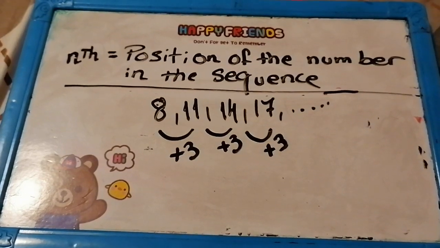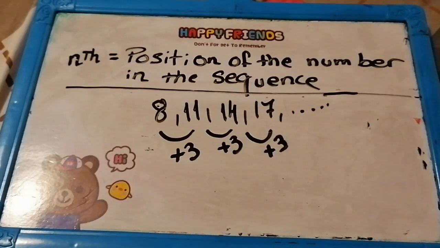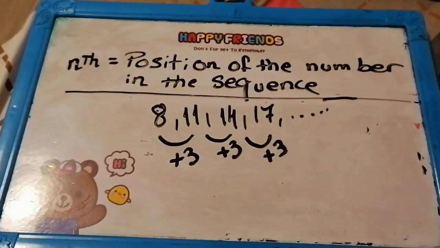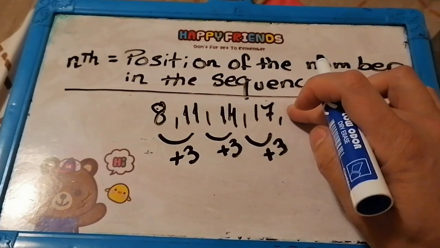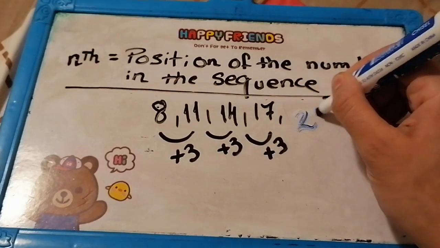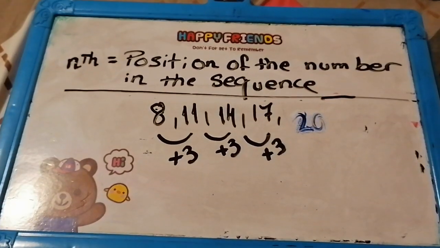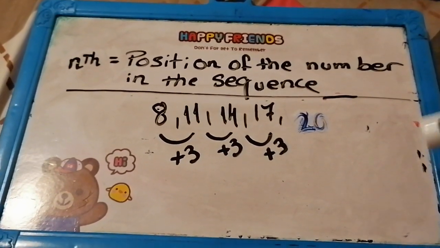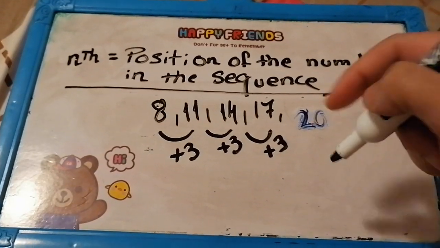What if he says, this is a really simple question, find the next term in the sequence? You keep on adding 3 each time. So the next term in the sequence will be 20. Okay? It's going to be 20. Okay. Then he wants a formula for this sequence.